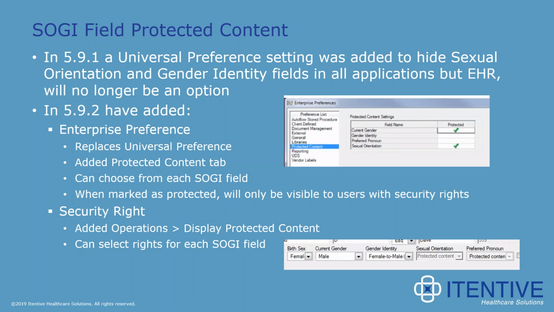They've added a protected content tab, and you can now choose from each SOGI field. And when marked as protected, it will only be visible to the users with security rights. In security rights, they've added operations and displayed protected content. Then the users or the person setting this up can select rights for each SOGI field. So you can do this field by field.